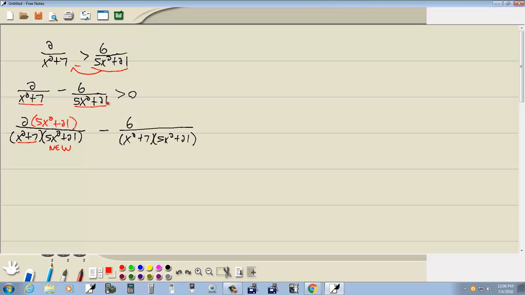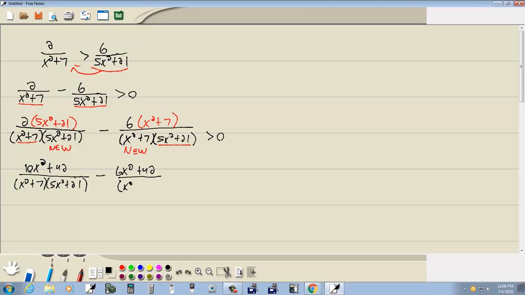In our second fraction, it had 5x squared plus 21, which is still there. The new item is the x squared plus 7. And again, whatever new item you put down below, you have to put up on top. Is greater than 0. 2 times 5 gives us 10x squared. 2 times 21 is 42, over x squared plus 7 times 5x squared plus 21. Minus 6 times x squared is 6x squared. 6 times 7 is 42, over our denominator.